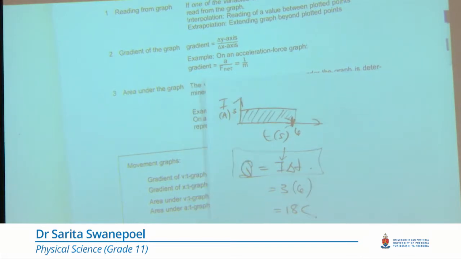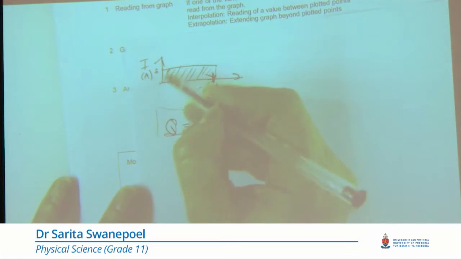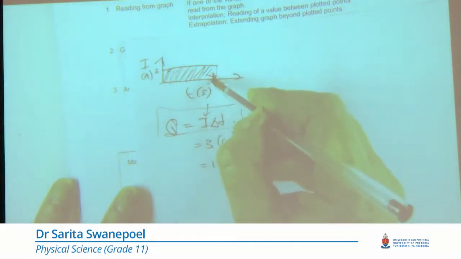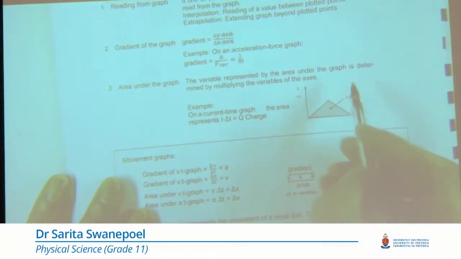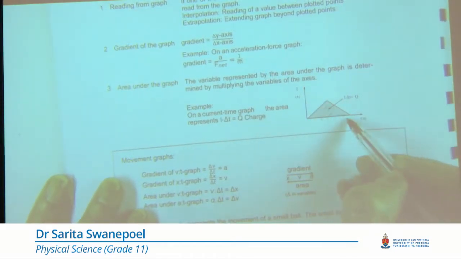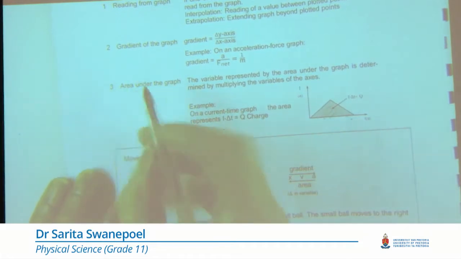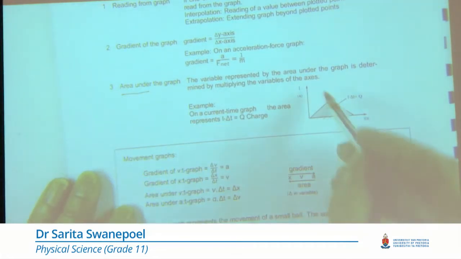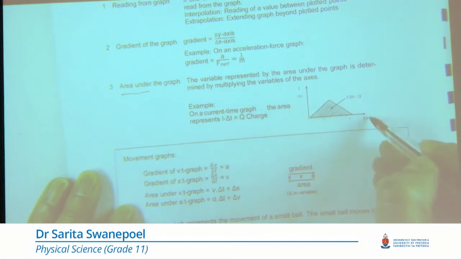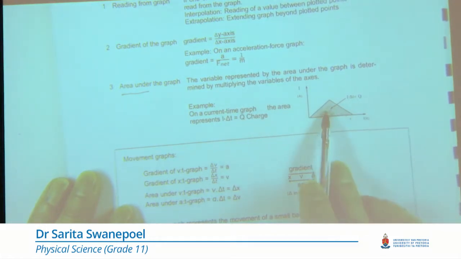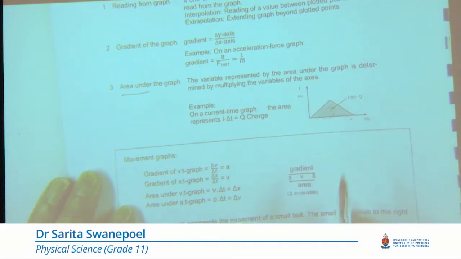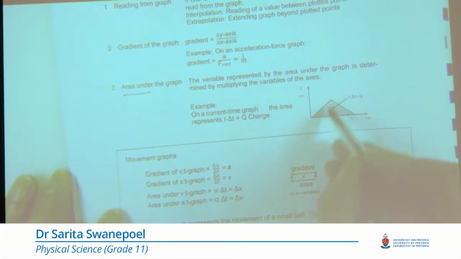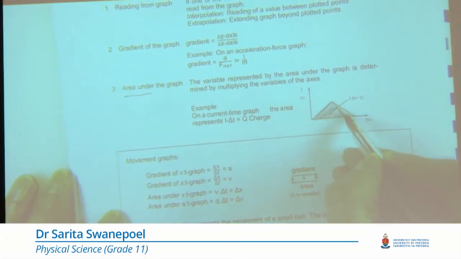So at the moment I can't. What do I know? I know the area down there was I times delta t. So now I don't have a constant value, but I can still work out the area, right? So that's what we're going to do. If you look at the area under the graph, it is the two multiplied by each other. So the area will be something I times something t. And I times t is your charge q. So now you have the amount of charge that's passing is that area.